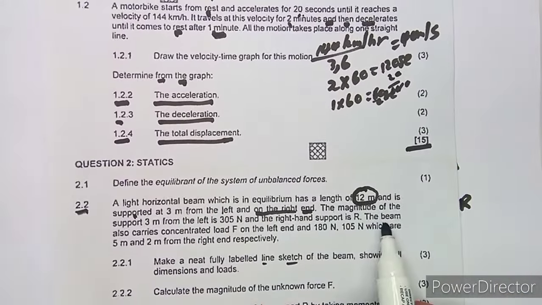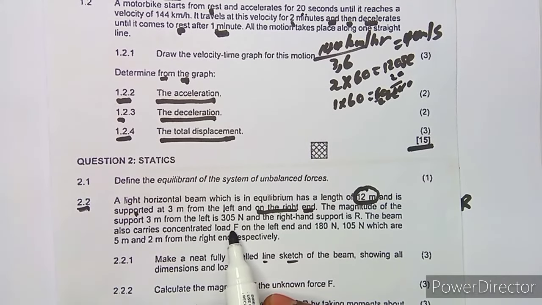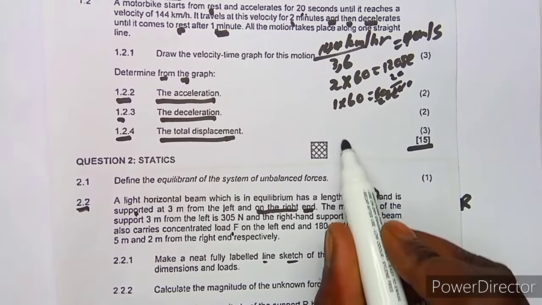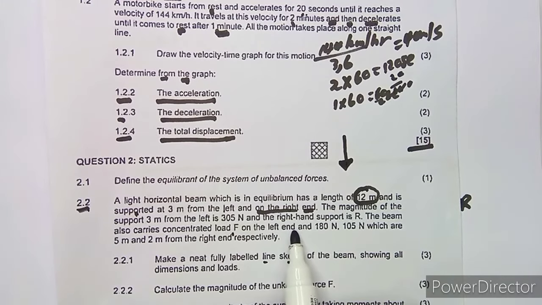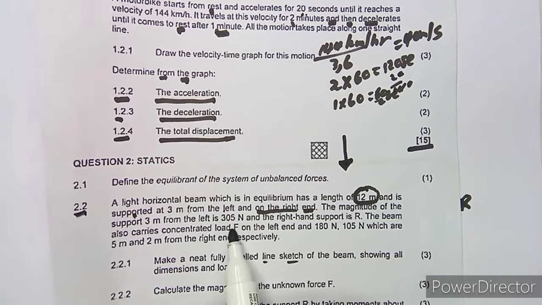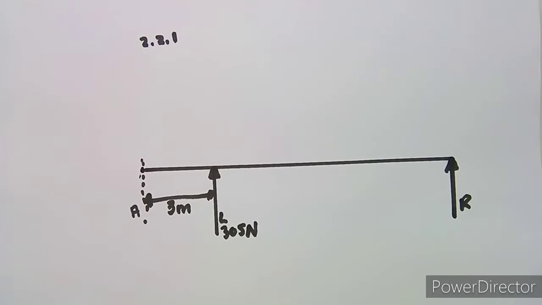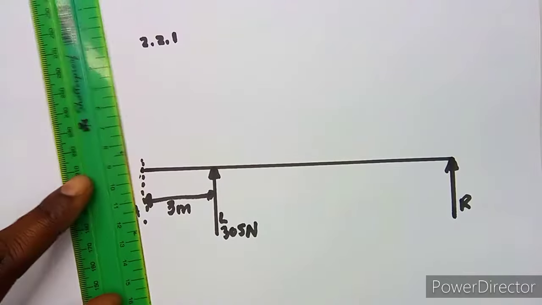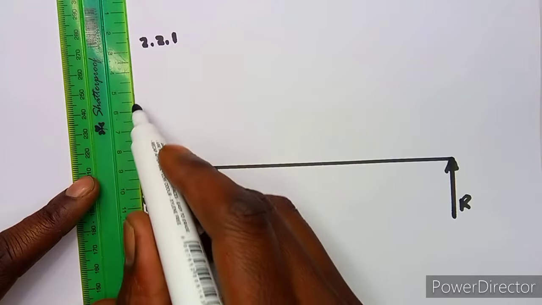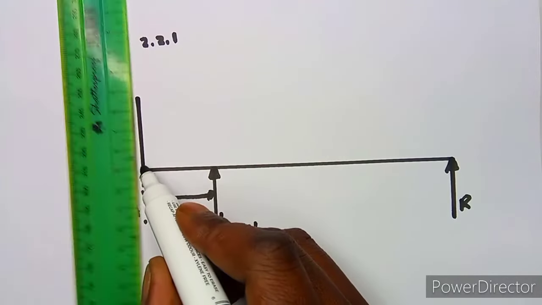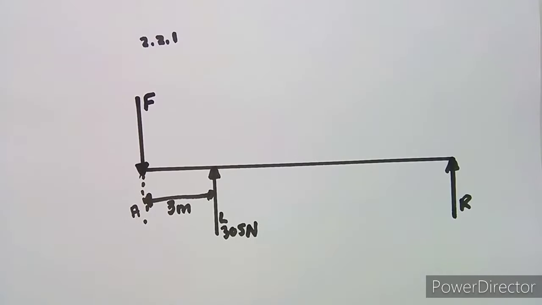The beam also carries a concentrated load F. So there's a concentrated load, which is a point load facing downwards, on the left end. This is the left end here, and since it is a point load, a concentrated load, we shall have it going down directly on the left end like this. This is your F.